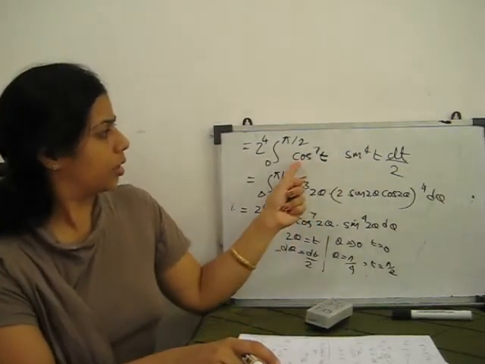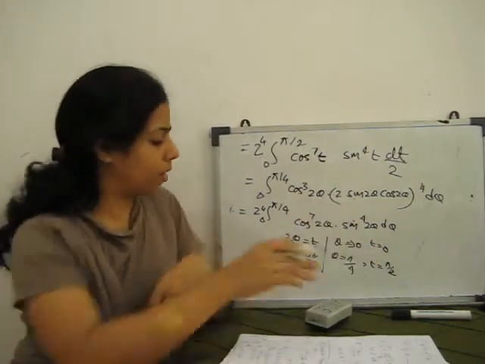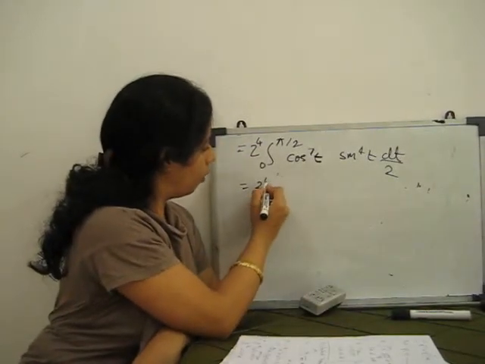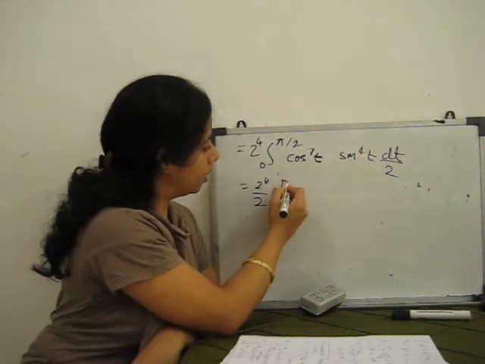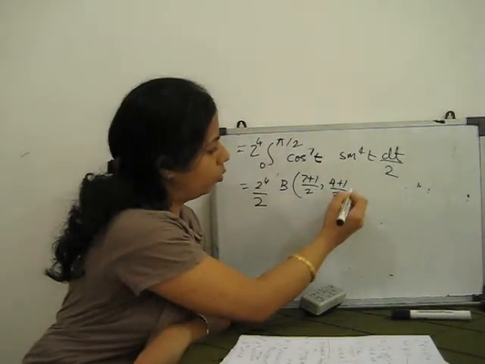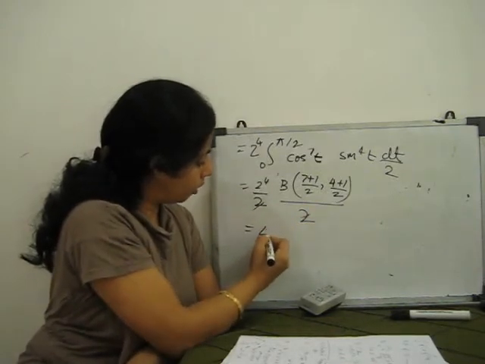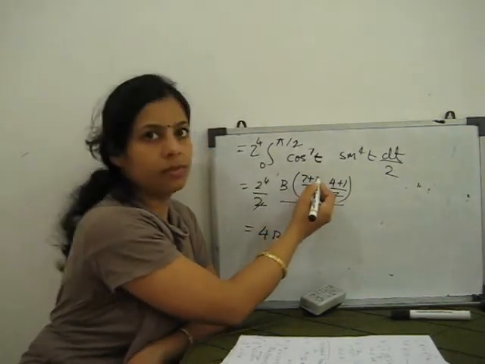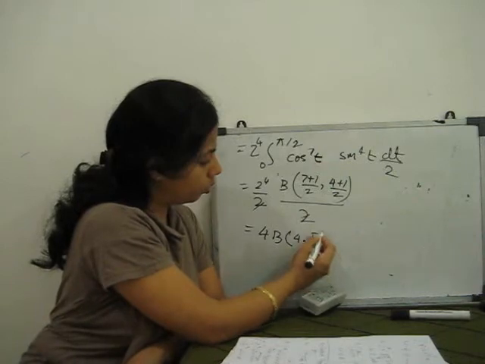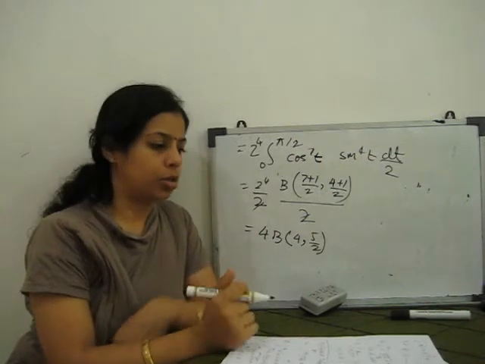Yes, this is the beta function of p plus 1 by 2, q plus 1 by 2. So this gives 2 to the power 4 upon 2 beta of p plus 1 by 2, q plus 1 by 2, either we use this 2 here. So this is 2 to the power 2, which is 4, beta of 7 plus 1, 8 by 2, means beta of 4 and 5 by 2. So just solve with beta as gamma m gamma n upon gamma m plus n, and we will get the final solution.